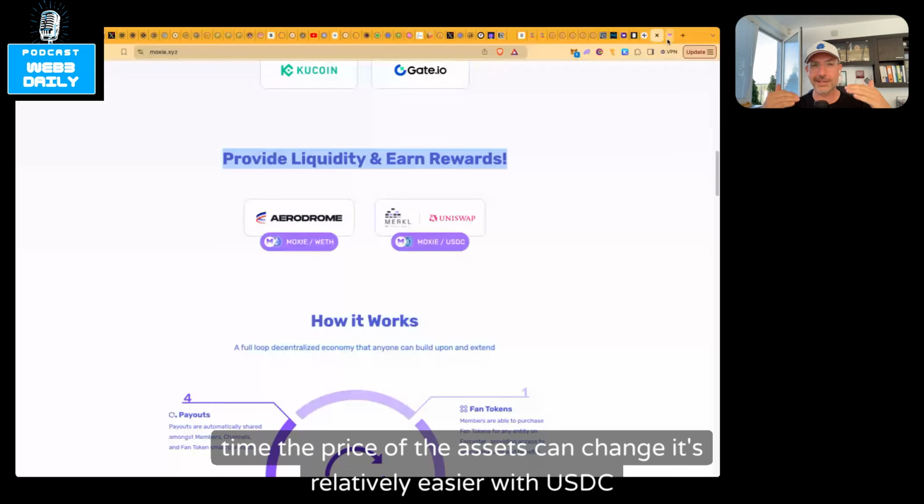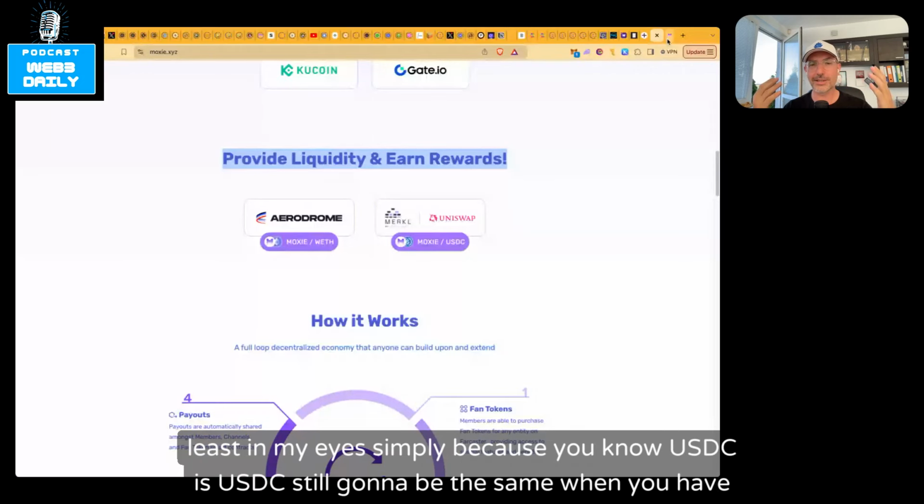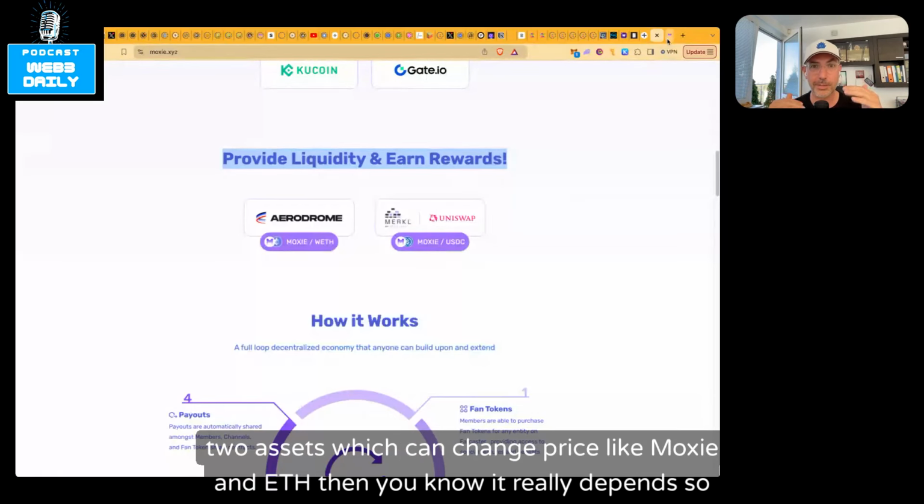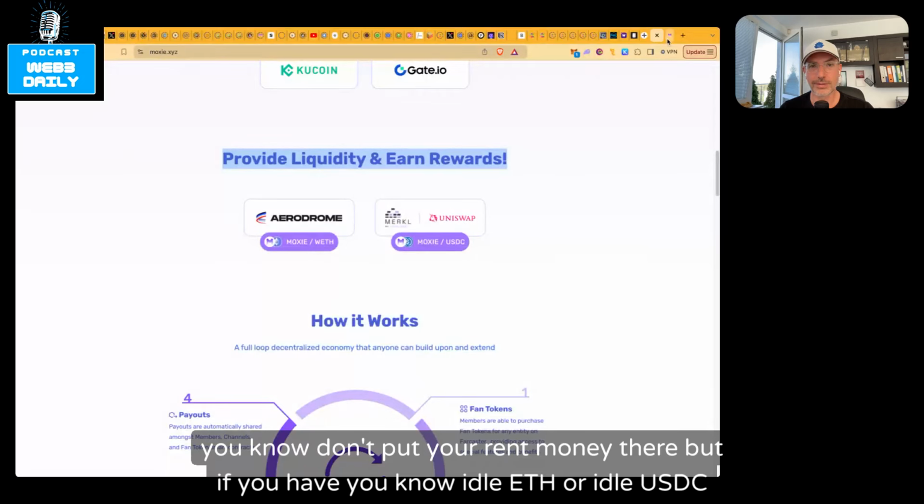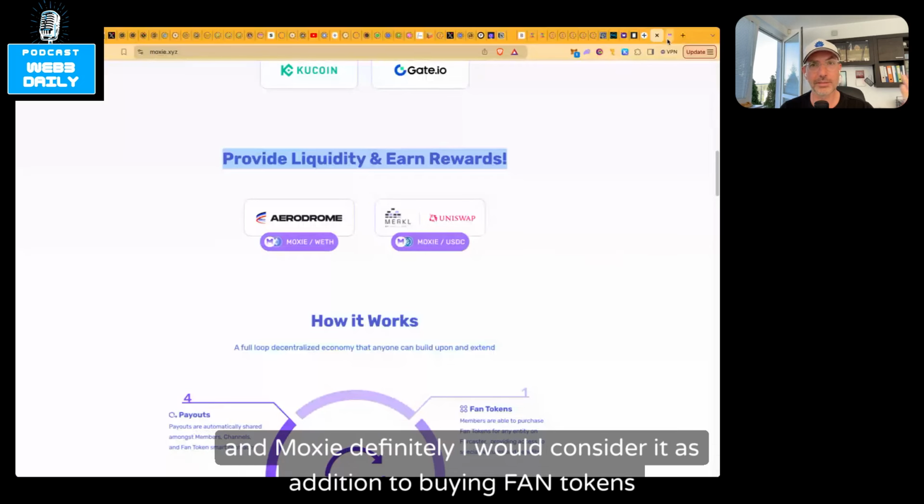It's relatively easier with USDC, at least in my eyes, simply because USDC is USDC. It's still going to be the same. When you have two assets which can change price like Moxie and ETH, then it really depends. So don't put your rent money there, but if you have idle ETH or idle USDC and Moxie, definitely I would consider it as an addition to buying fan tokens.